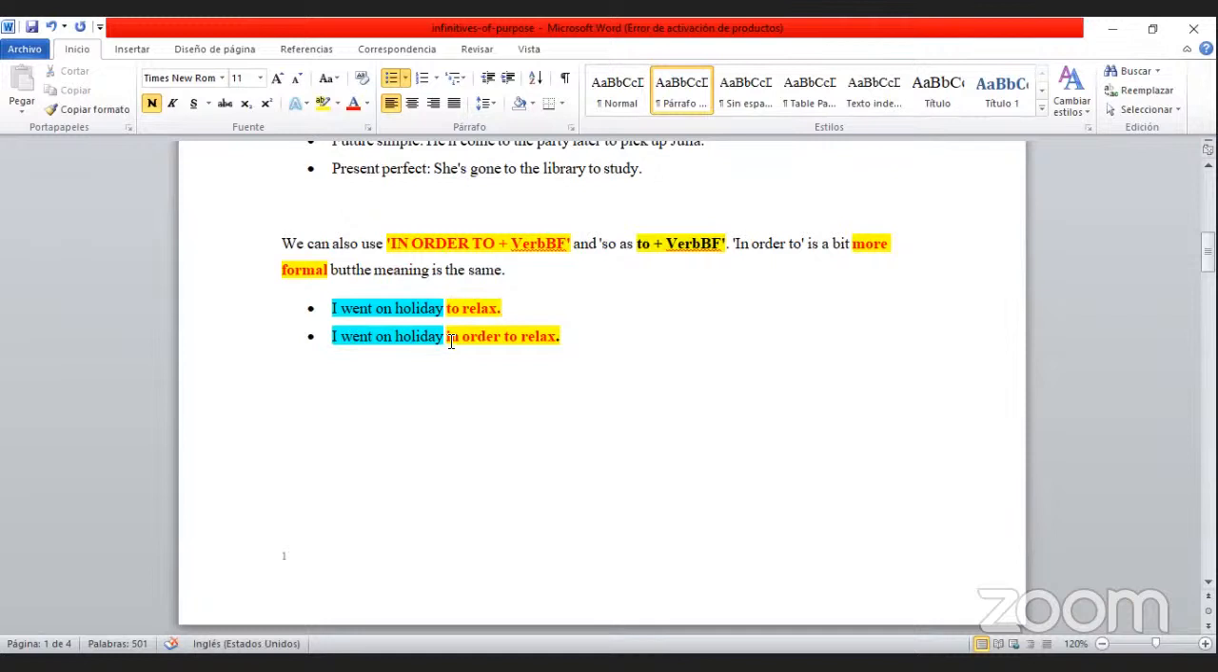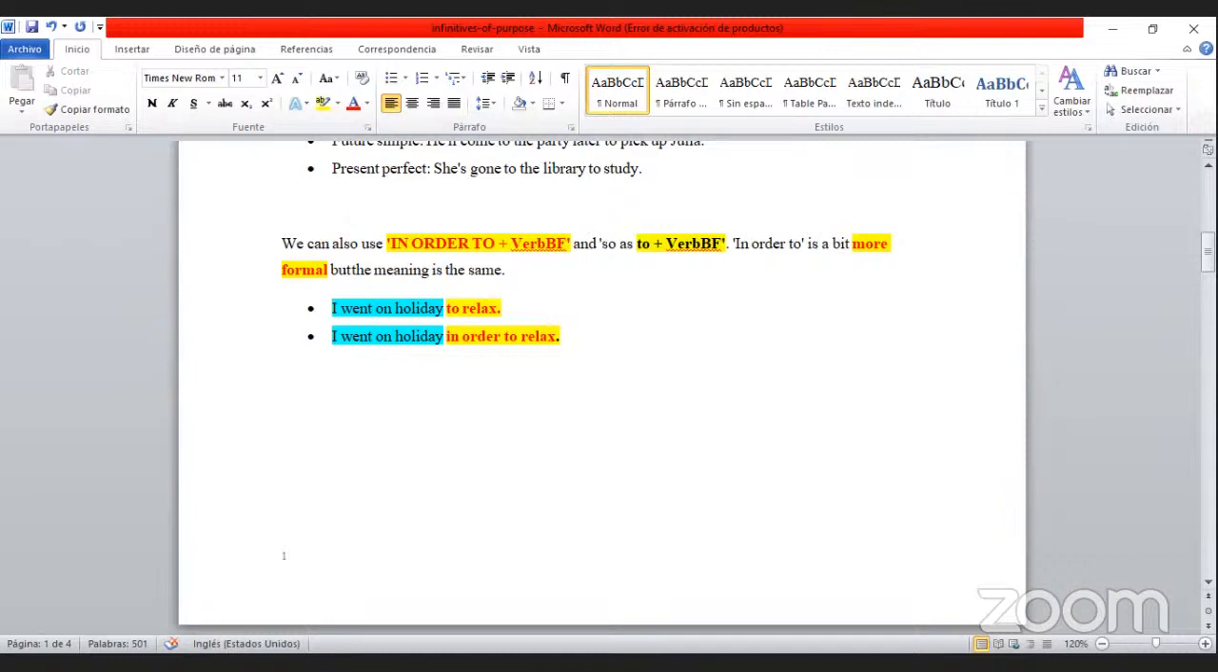I went on holiday in order to relax. So the meaning is the same, but we are adding in order to, okay? This is kind of informal and this is more formal, okay?